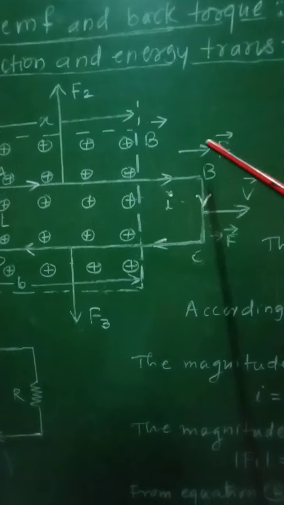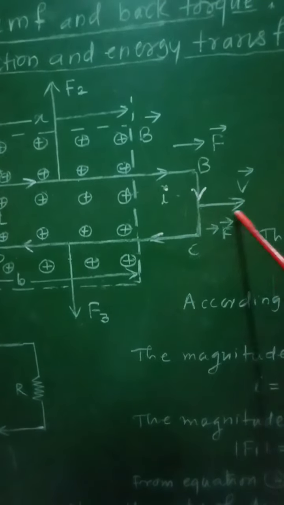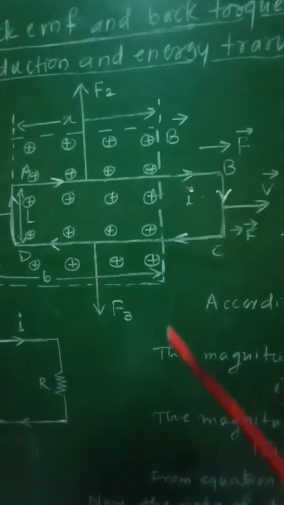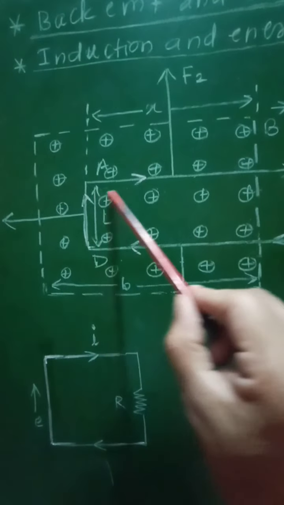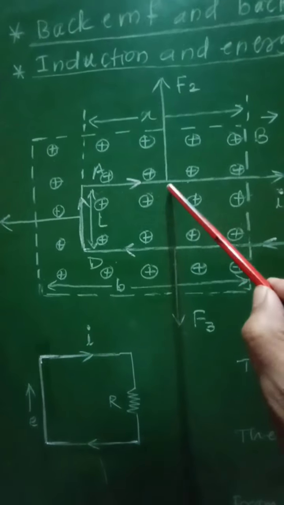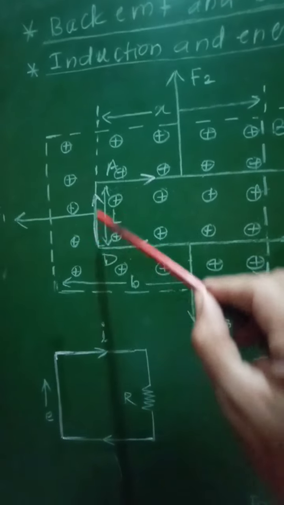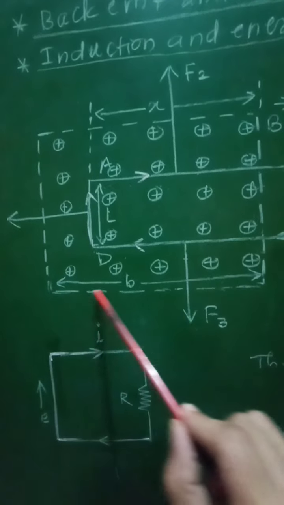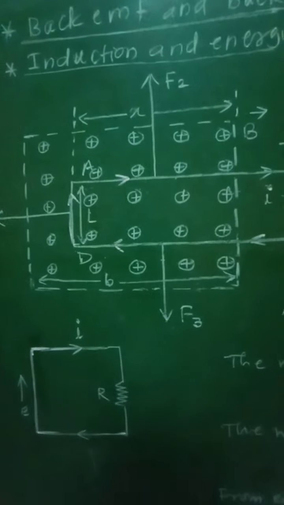So due to this external force, that loop will move towards the right with some velocity v. Now let x represent the length of this loop which is inside the magnetic field. L is the breadth of this loop, which is again in the magnetic field, and the total length of this magnetic field is equal to small b.